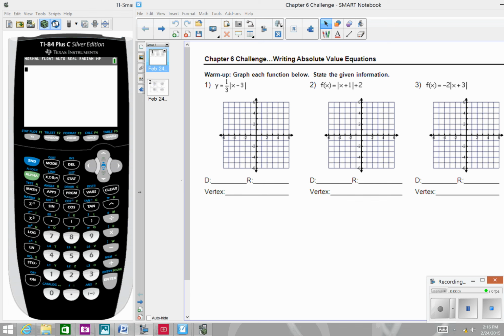This is just one of the functions that we're going to be talking about through Algebra 1, which is similar to a function that we will be dealing with in the near future, which is a quadratic function. Okay, so if I have the function y equals 1/3 times the absolute value of x minus 3, we learned how to graph this.